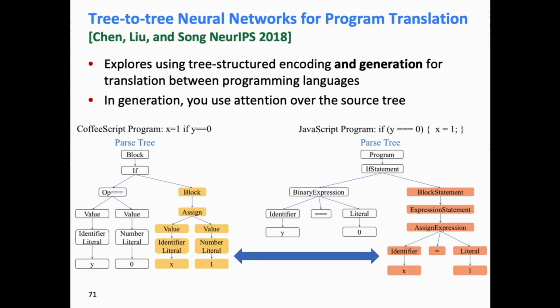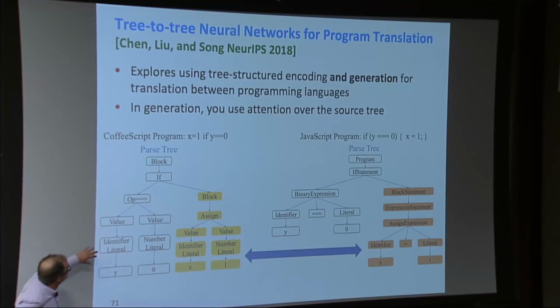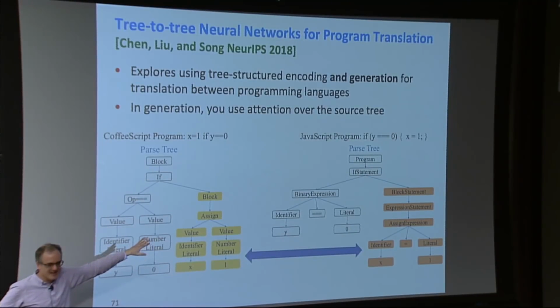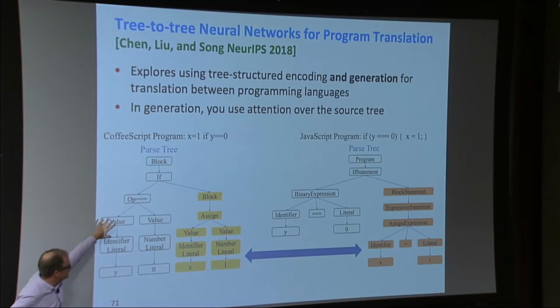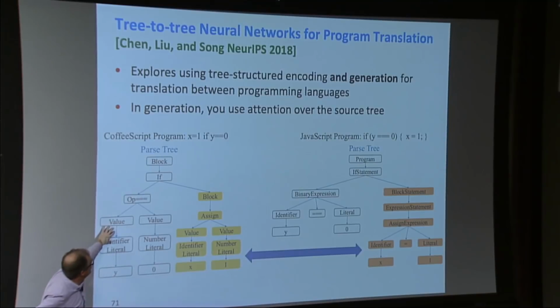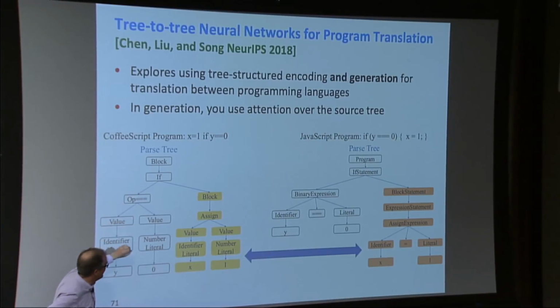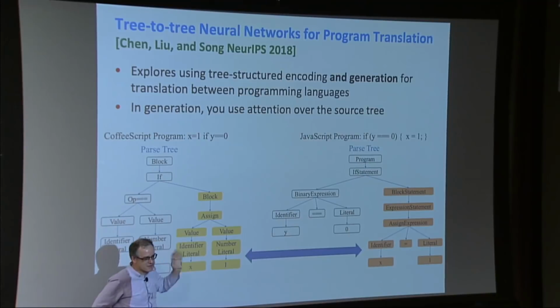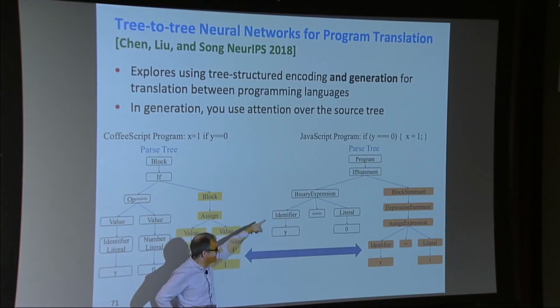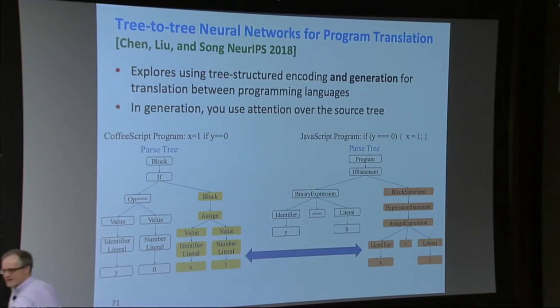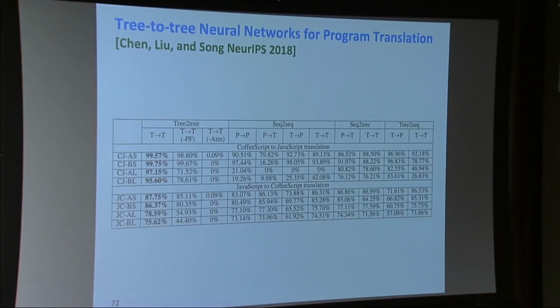So a group of people at Berkeley, Dawn Song and her students, have worked on doing programming language translation by building tree recursive neural network encoder-decoders, so that you're building up a tree-structured neural network representation of a program in one language. This is a CoffeeScript program, and then you want to build a tree-to-tree model which then translates that to a program in a different language. And they've been able to do that and get good results.